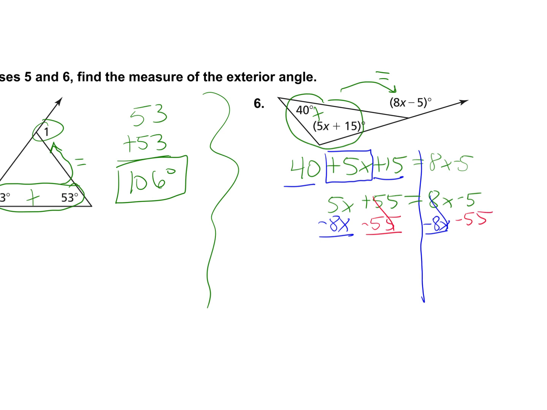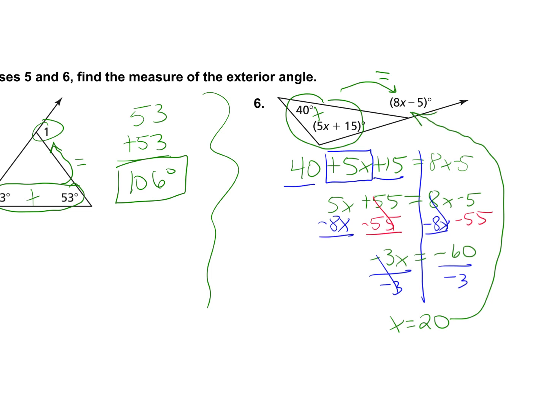So on the left, 5x minus 8x is negative 3x. Negative 5 minus 55 is negative 60. And the last step, we want to divide by negative 3. And you get x is equal to 20. Now we need to find the measure of the exterior angle. So I'm going to take that 20 and plug it in for our exterior angle there. So it's going to be 8 times 20 minus 5. 8 times 20 is 160. Minus 5 is 155 degrees. So our exterior angle is 155 degrees.